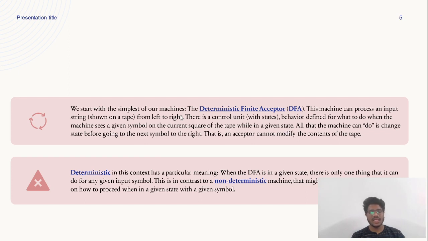Deterministic in this context has a particular meaning. When the DFA is in a given state, there is only one thing that it can do for any given input symbol. This is in contrast to a non-deterministic machine that might have some range of options on how to proceed when in a given state with a given symbol.